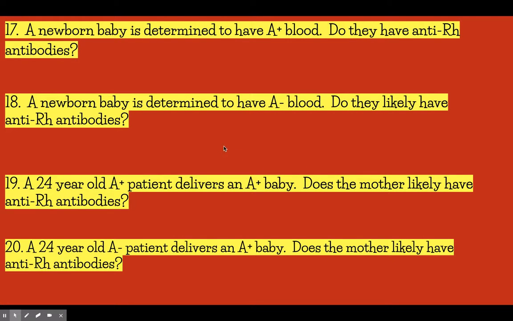Okay, let's start taking a look at the pregnancy model to talk through what questions 17 through 20, and we'll keep on rolling, have to say. So let's think about what we just learned first. You have to have been exposed to the RH antigen if you're RH negative in order to start making antibodies.